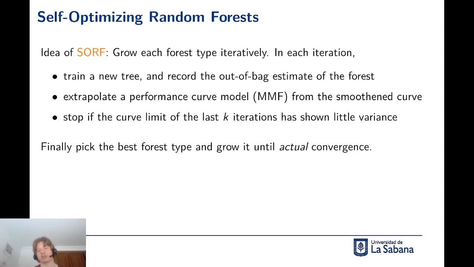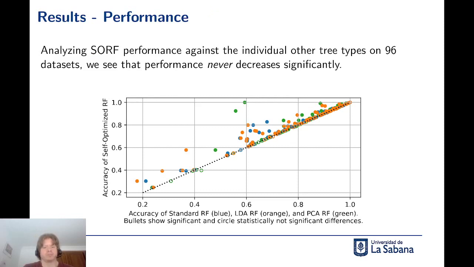So this means that this curve model somehow has now converged, and once we did this for every forest type, we pick the one with the best projection and add trees until it actually converges, and not only have a converged projection.